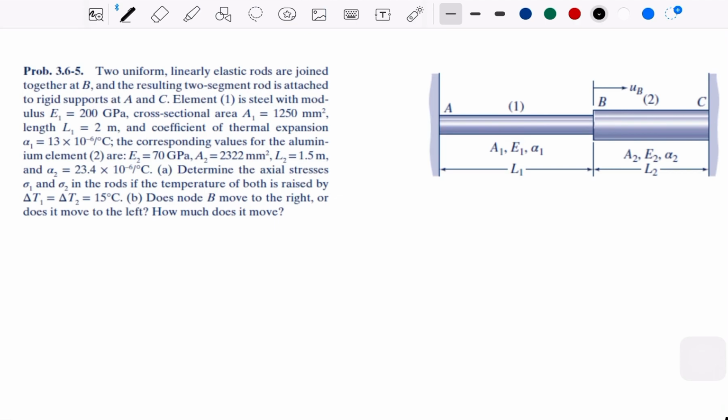So all the information E1, A1, L1, E2, L2, A2 is in the given problem, also alpha 1 and alpha 2, and both will be increased in temperature by 15 degrees Celsius.